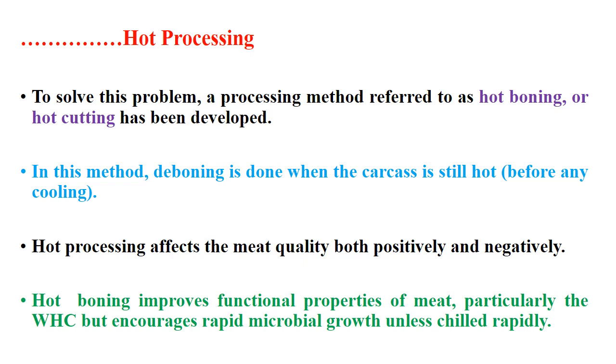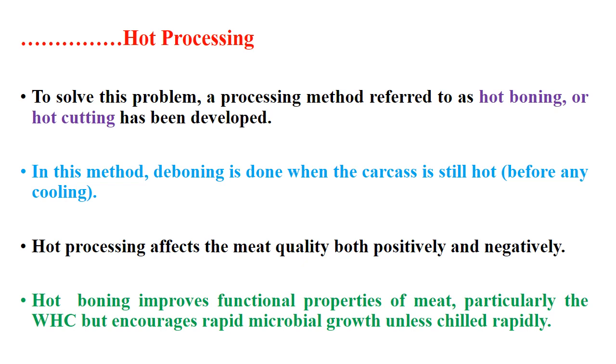So as I mentioned, hot processing is a new practice due to the disadvantage of traditional chilling and then cutting and removing the muscle. To solve this problem, a processing method referred to as hot deboning or hot cutting has been developed in modern practice of meat processing. In this method, deboning is done when the carcass is still hot, before any chilling. So hot processing affects the meat quality both positively and negatively.